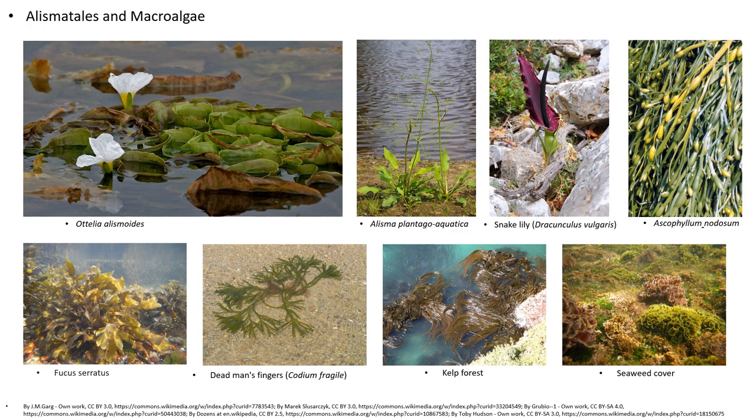Alismatids are a kind of monocot seagrasses. They include about 4,500 species adapted to both aquatic and marine environments. The three prominent alismatids shown here are Otellia, Alisma, and snake lily.